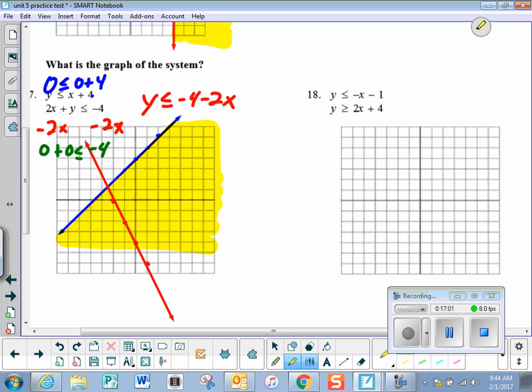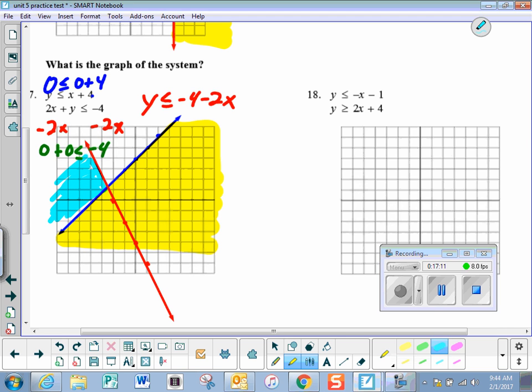So I'll use blue and yellow make green, right? So I'm going to go this way. And then I see that it turns green down here because that's where they're both shaded. And you would do that by just going ahead and shading darker.